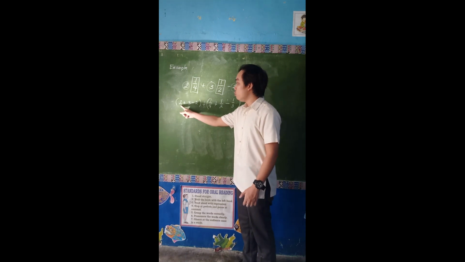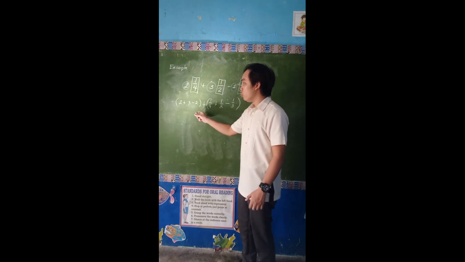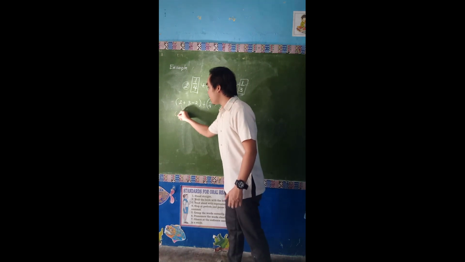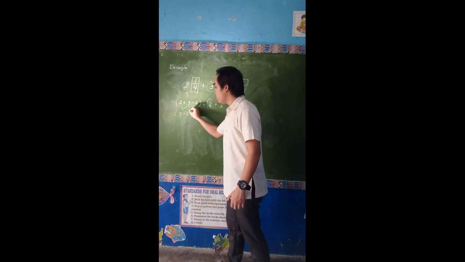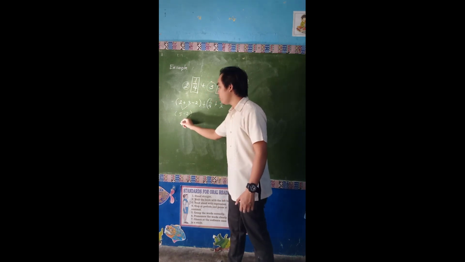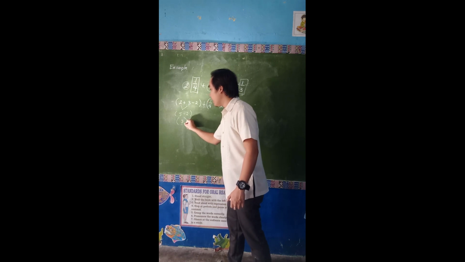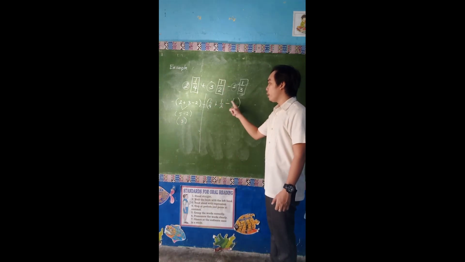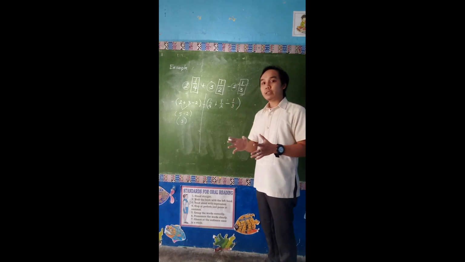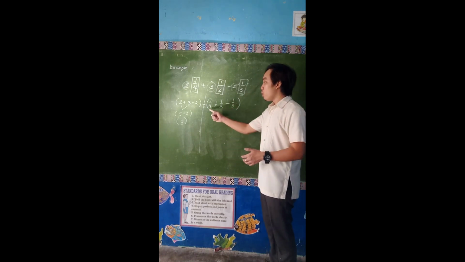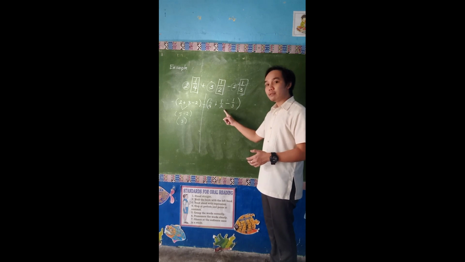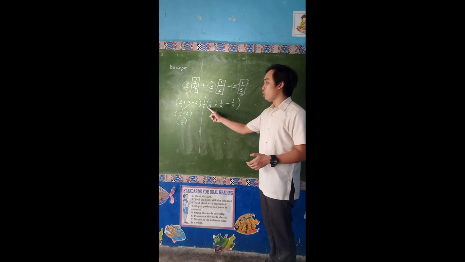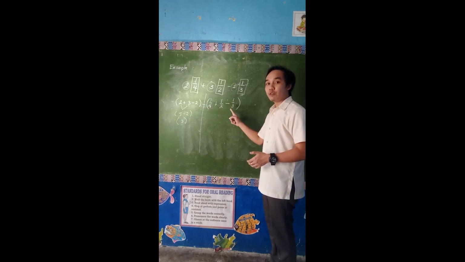So we have 2 plus 3 minus 2. So we have 2 plus 3, that is 5, minus 2. Next, 5 minus 2, we have 3. Next, we have 1/4 plus 1/2 minus 1/3. Now, what can we observe? We have different denominators. We have 4, we have 2, and we have 3.